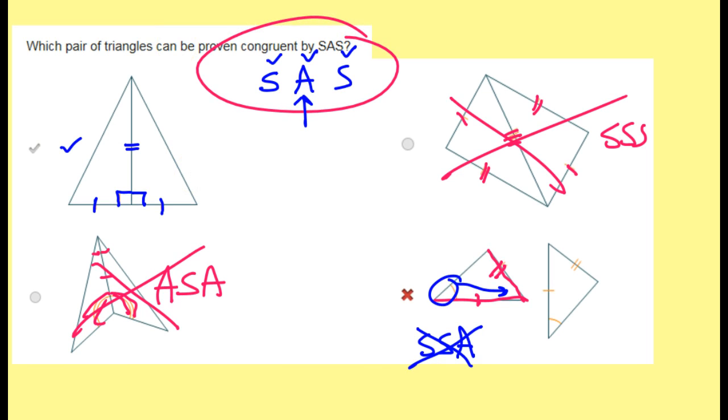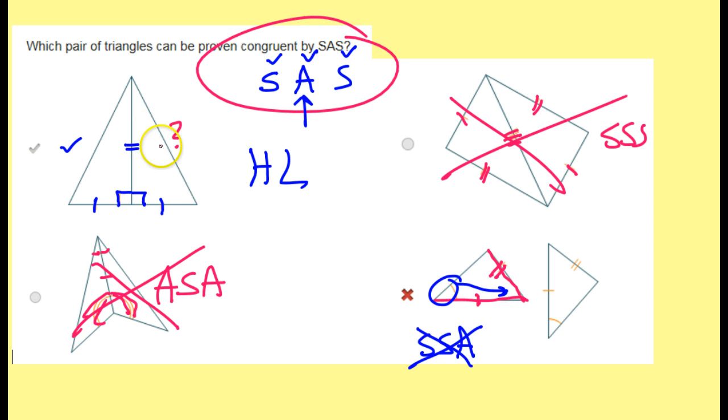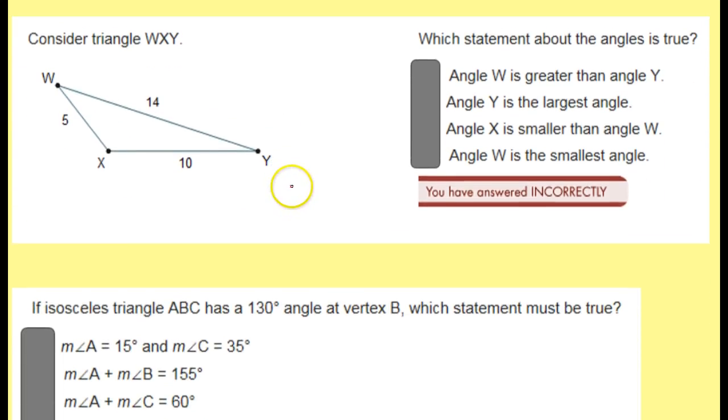Okay, just in case you were thinking about hypotenuse leg, because that's one that sometimes works when you have a right triangle, but notice how the hypotenuse is here, and we don't know anything about the hypotenuse, so it wasn't hypotenuse leg. Alright, let's keep going.